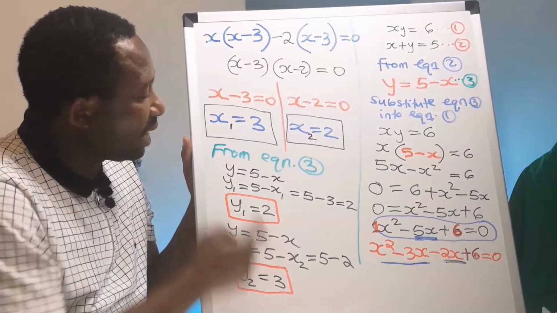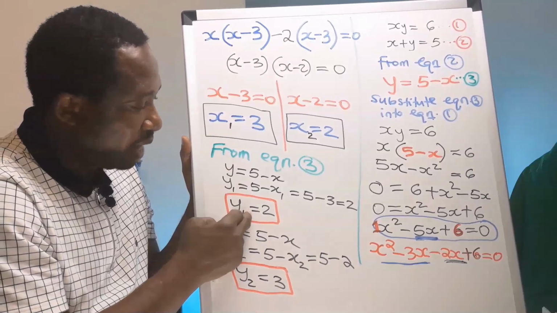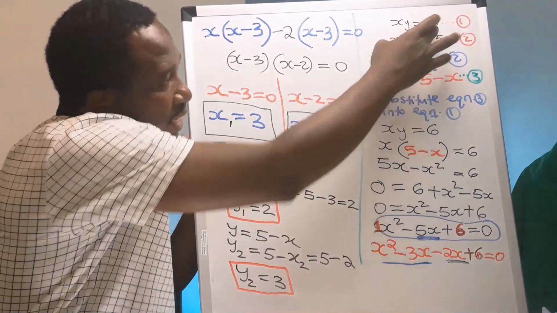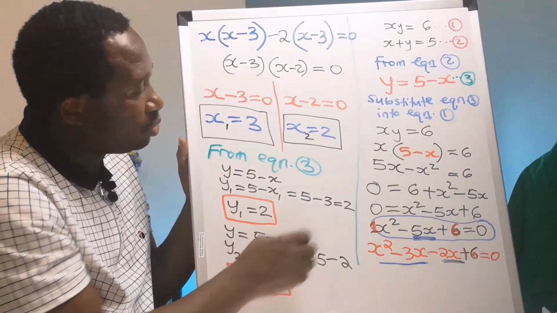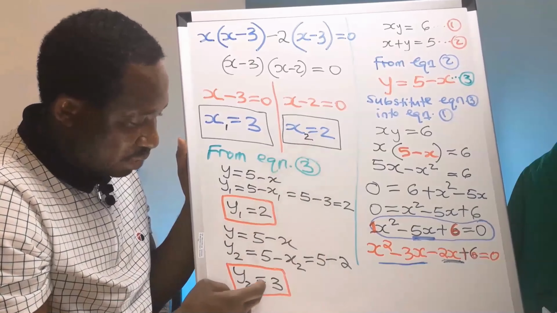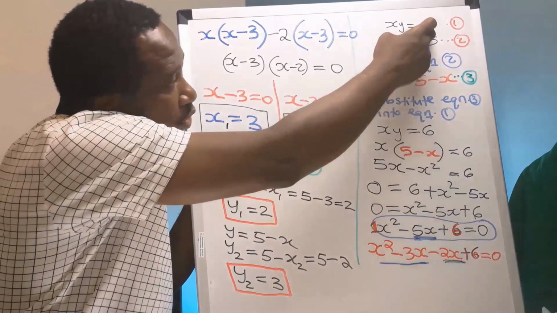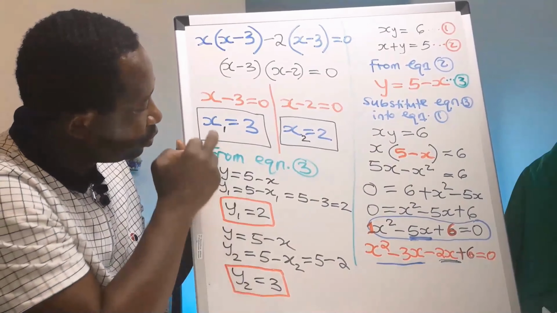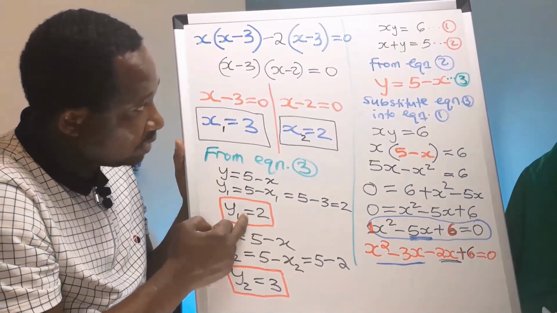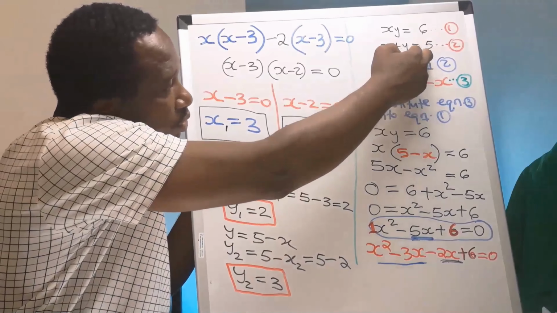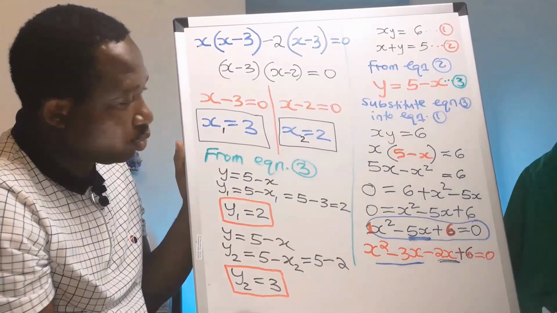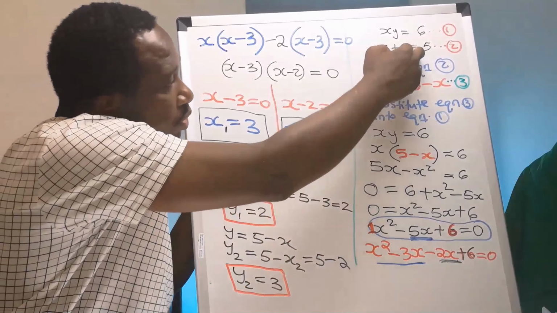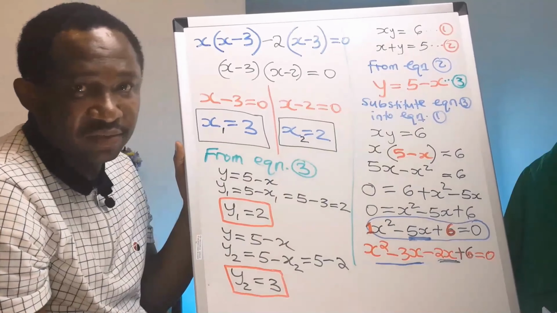Now that I have 2 values for x and 2 values for y, next I will substitute for my x1, y1 in equation 1. I will get 6. Then I will substitute for x2 and y2 into equation 1. I will still get 6. Next, I will substitute x1 and y1 into equation 2. I will get 5. Also, I will substitute x2 and y2 into equation 2. I will get 5.